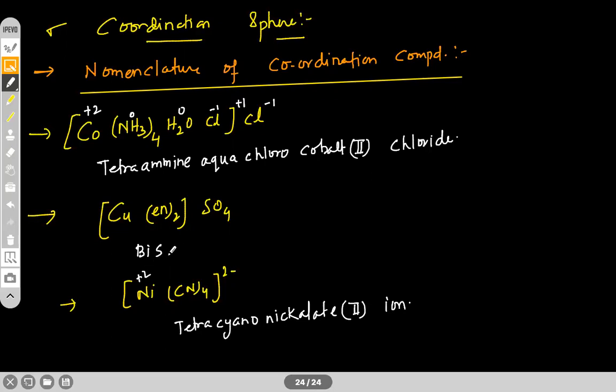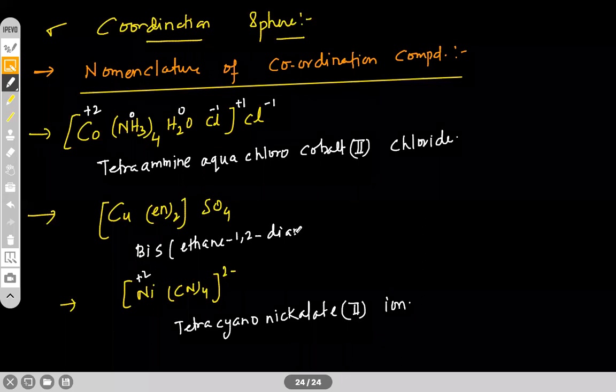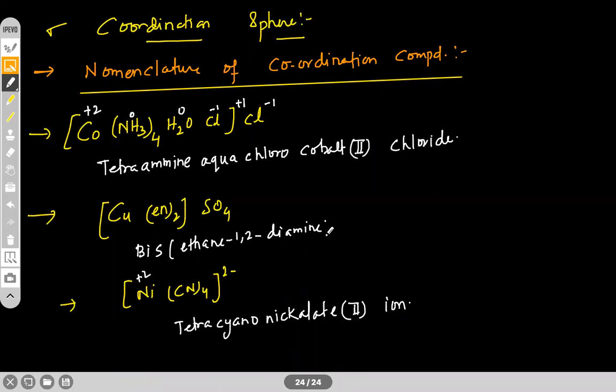Bracket open, ethane 1,2 diamine, ethane 1,2 diamine, bracket close, copper. Oxidation state of copper is 2, copper 2 sulfate.